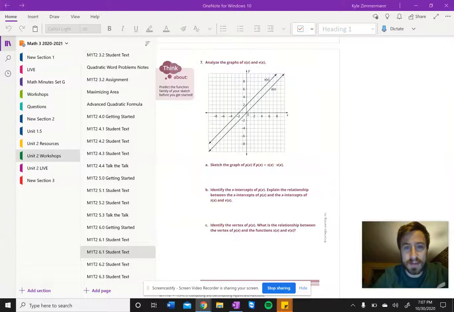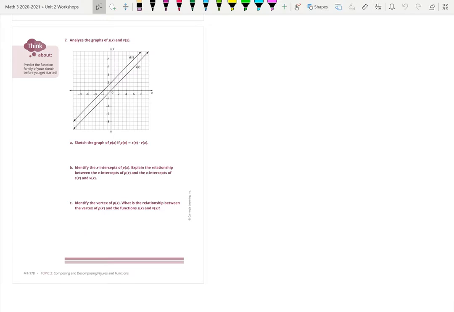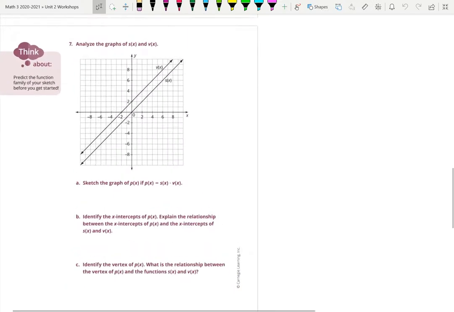Team, it's Mr. Z, and we're going to continue decomposing functions. Basically, we're going to analyze two graphs, and we're going to talk about the product. Let's go ahead and do this, folks. So the idea is we are going to be taking two lines, and we're going to be multiplying them.